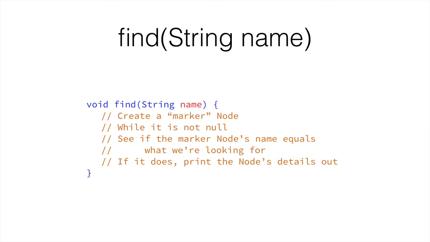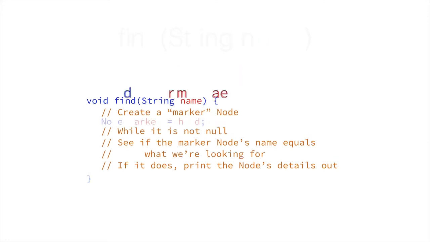Just like in our for loops, we needed to create an index variable that would essentially hold the position, or how many iterations of the loop we had done so far. Here we need to create a marker node that will keep track of which node of the list we are in. So first of all, we create the marker node.